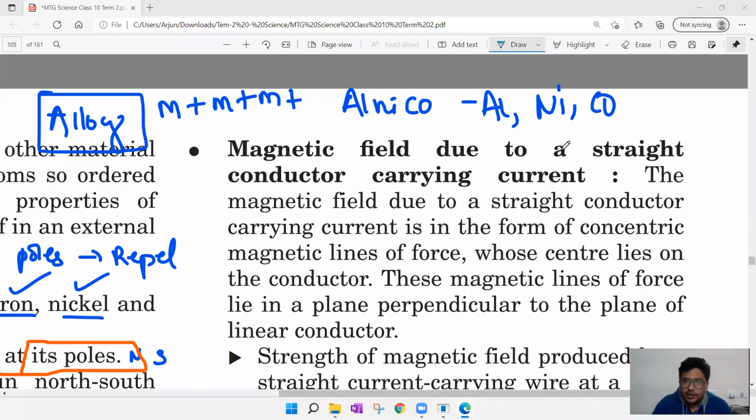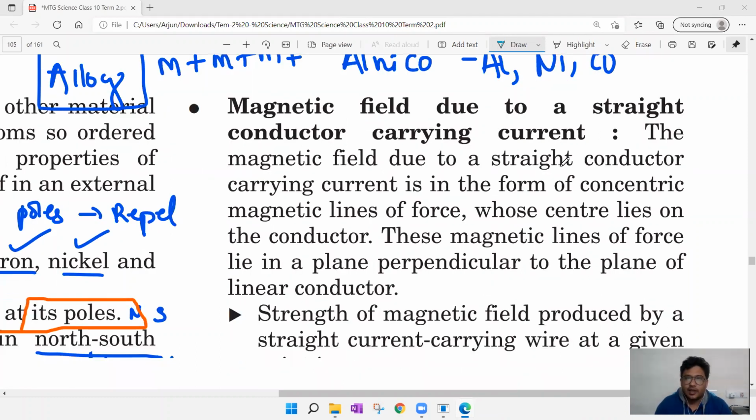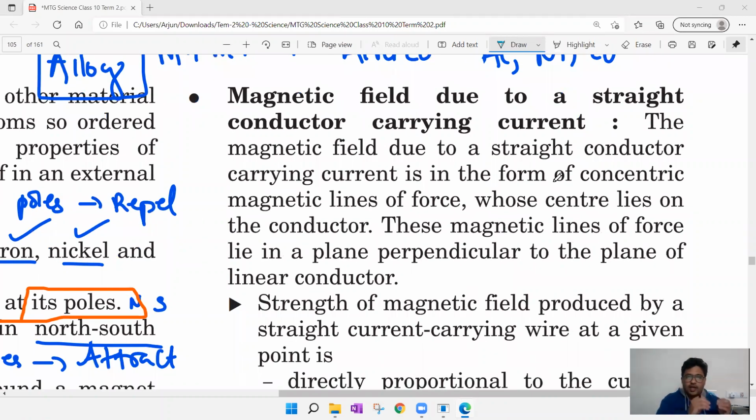The magnetic field due to a straight current carrying conductor. Now we are entering into the concept of the relationship between electricity and magnetism. Till now we have seen only magnets: what a magnet is, how many poles a magnet has, attraction, repulsion, and the magnetic field around, inside and outside the magnet. Now let us try to introduce the concept of electricity in magnetism.